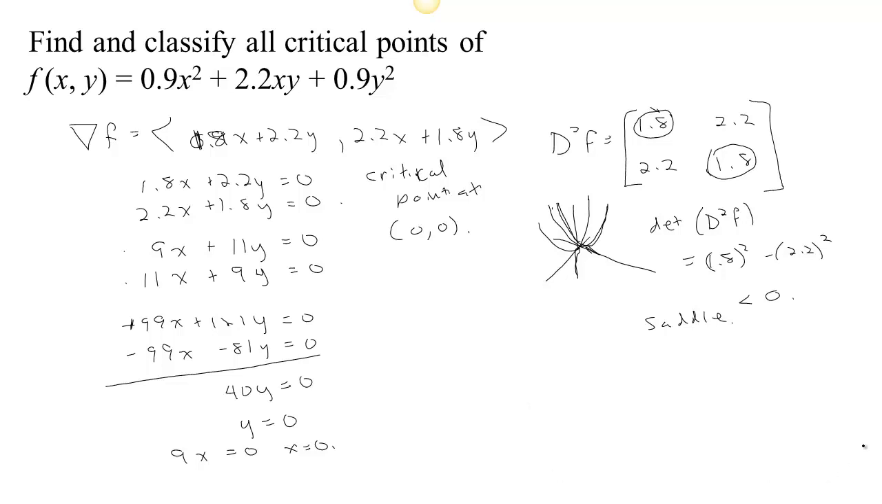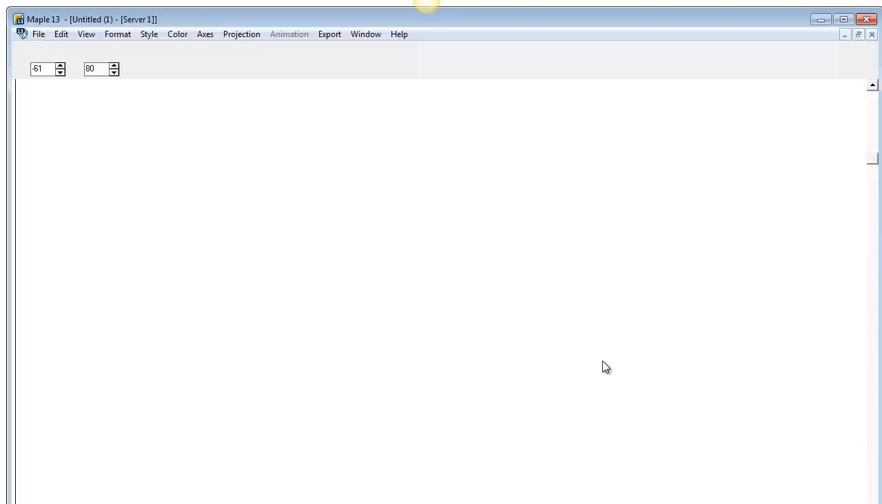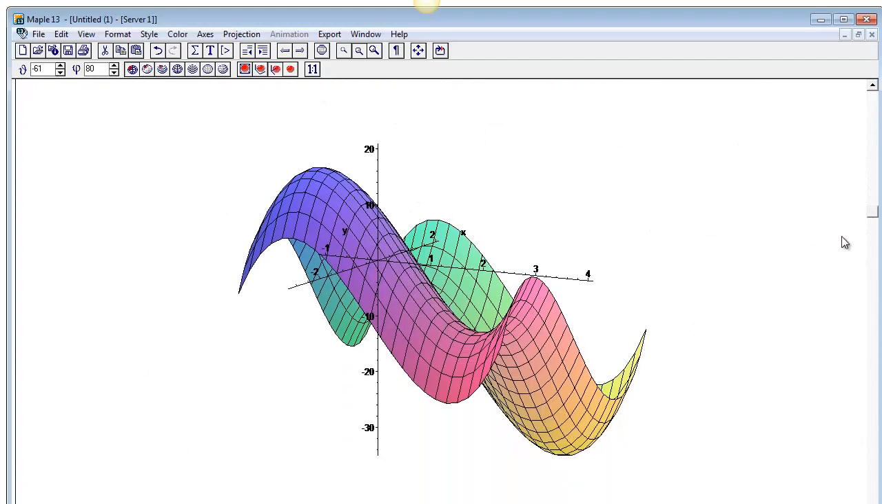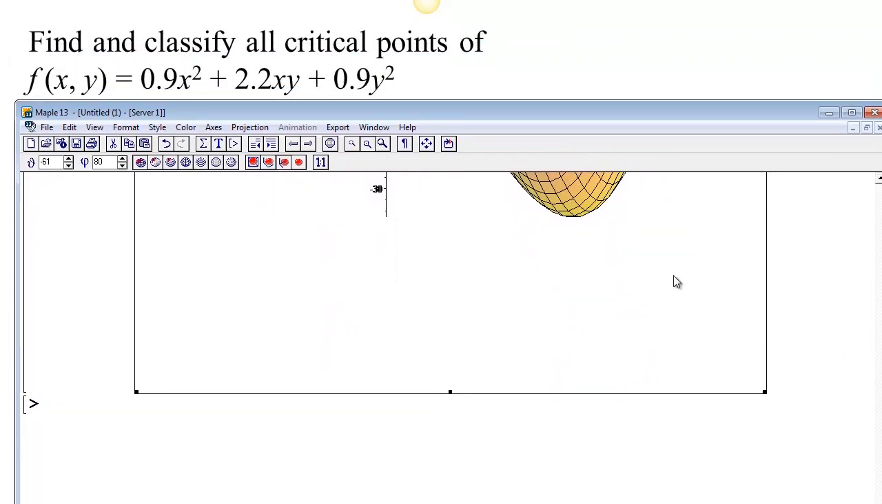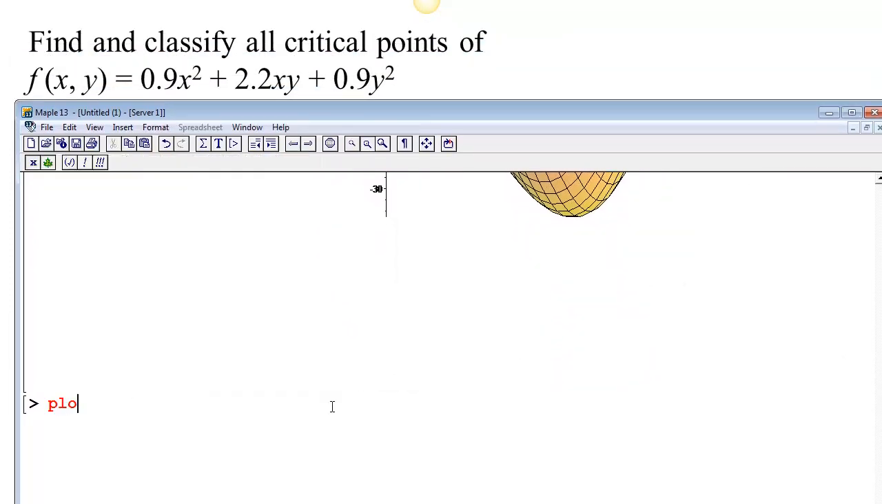It'd be fun just to plot this one. So let's look at Maple here, and we'll use Maple to graph this. We've already loaded our plotting package, so we just need to use plot3d. We'll plot 0.9 times x squared plus 2.2 times x times y plus 0.9 times y squared. We just need to make sure we contain the origin where we examine this, so we could just go from -1 to 1 for x and -1 to 1 for y.